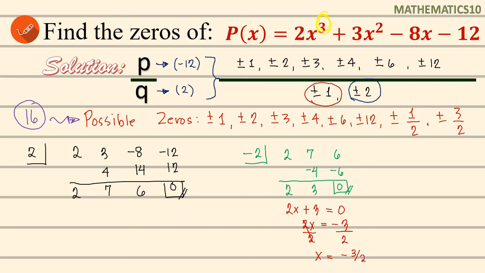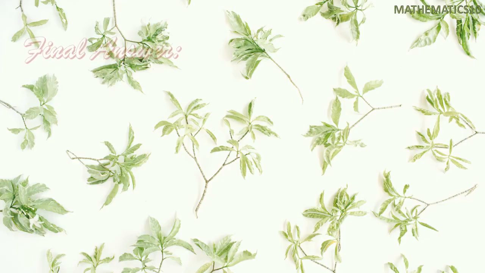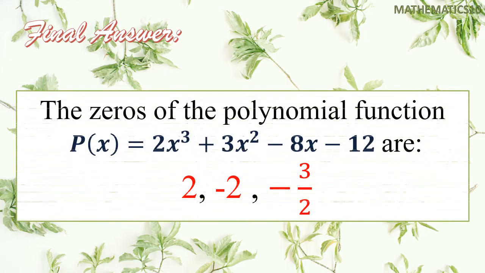Therefore, we can conclude that the third zero that we are looking for is negative 3 halves. And we're done. So finally, our final answer: the zeros of the given polynomial function are positive 2, negative 2, and negative 3 halves.